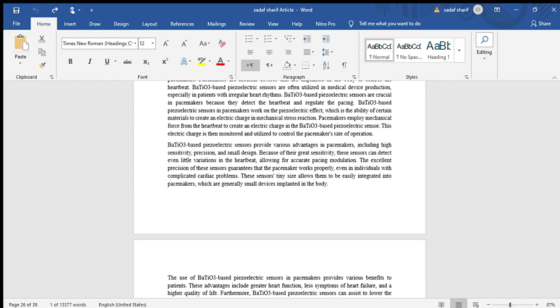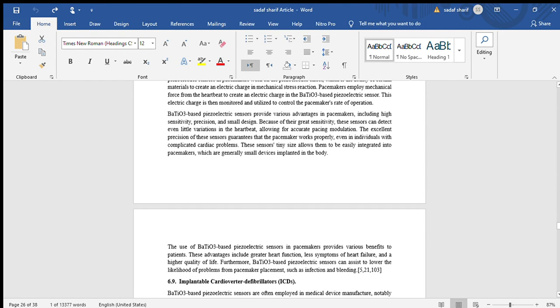Barium titanate based piezoelectric sensors provide various advantages in pacemakers, including high sensitivity, precision, and small design. Because of their greater sensitivity, these sensors can detect even light variations in the heartbeat, allowing for accurate pacing modulations. The excellent precision of these sensors guarantees that the pacemakers work properly, even in individuals with complicated cardiac problems. The sensors' tiny size allows them to easily integrate into pacemakers, which are generally small devices implanted in the body.